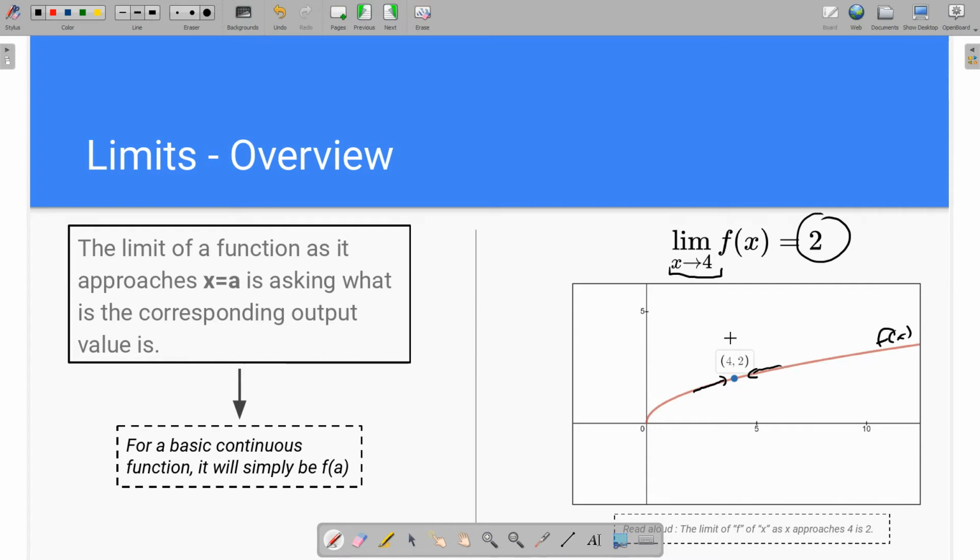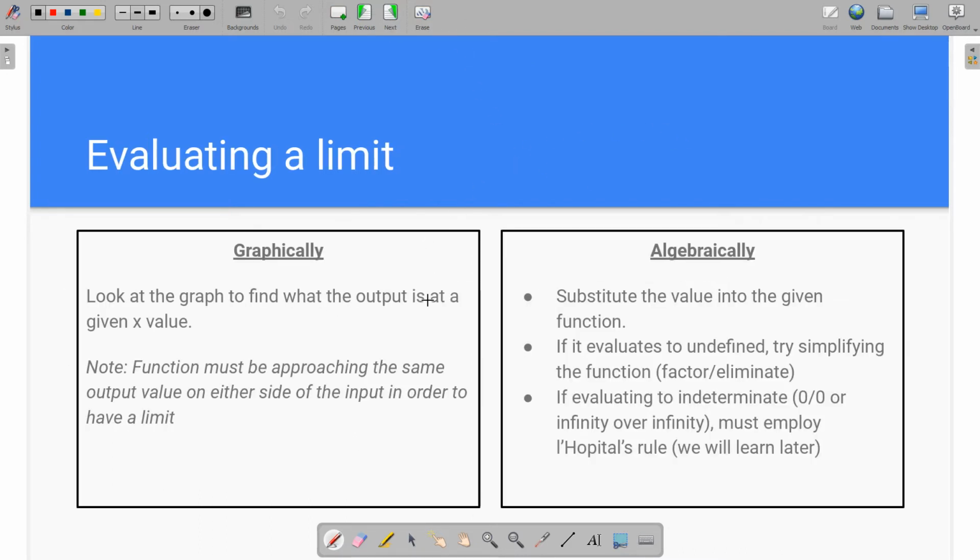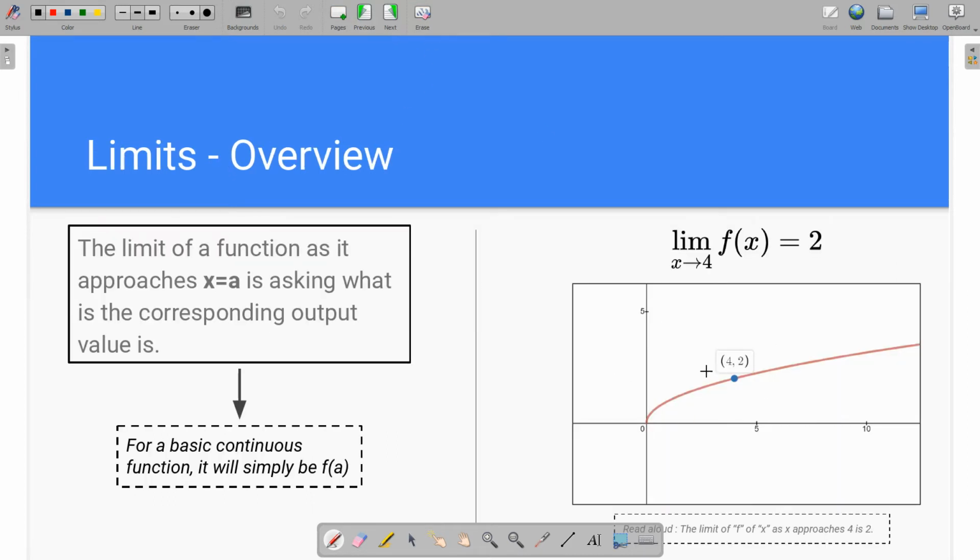If the left and right hand sides aren't the same, so for instance, if it was going towards positive infinity here and going towards negative infinity down there, then the limit we would write is DNE. It does not exist. You can write it out if you want, but DNE is an accepted shorthand, and we'll get into more detail on that in a few slides. So if we're evaluating a limit graphically, it's as simple as looking at the graph and seeing what it outputs to, provided left and right hand limits are the same.